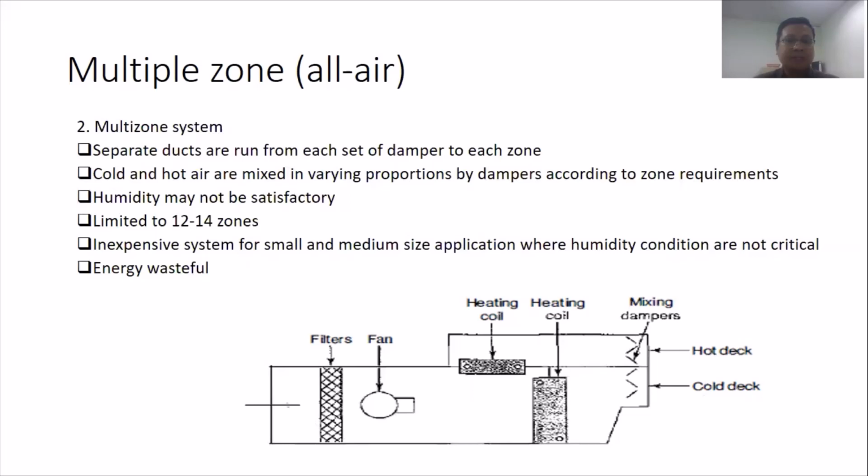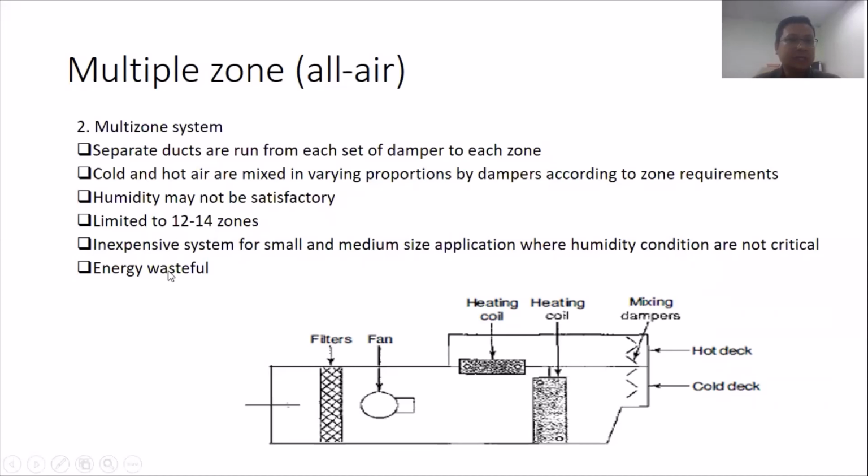So dampers are used if we try to mix the air conditions, cold and hot air. Humidity may not be satisfactory, and it is limited to 12 to 14 zones. So maybe we can create a maximum of only 14 zones. It is an inexpensive system for small and medium sized applications where humidity conditions are not critical and energy is wasteful. So maybe it's not efficient to use multiple zone.